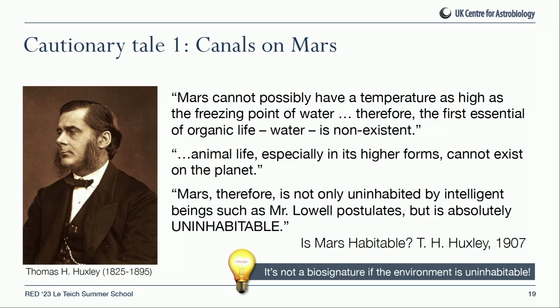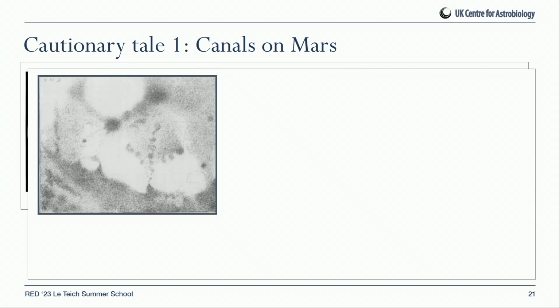It's worth highlighting that the kind of reasoning that Huxley was deploying here is still relevant to us today. He was making the case that it can't be a biosignature if the environment is not habitable. And this is still an important consideration. And of course, as it turned out, as our images of the surface of Mars improved, those things that looked like canals just kind of steadily disappeared.